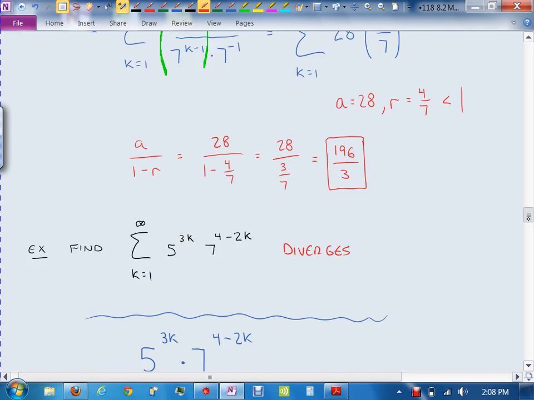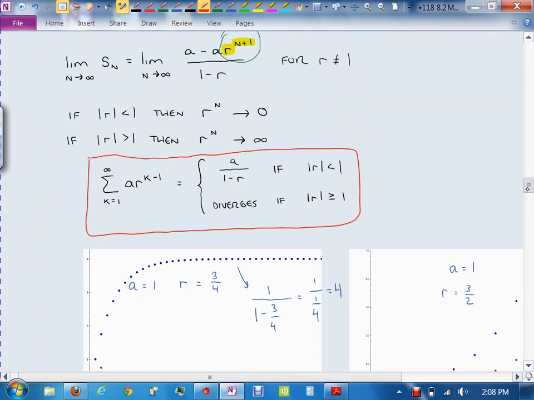Did I put that up here? Hold on. I don't think you had the little bar underneath there. Where is it? All equal to. Yeah. If the absolute value of r is bigger than or equal to 1, it diverges. Because if r is 1, then you have a plus a plus a plus a plus a plus a plus a, and that's going to go big, right?